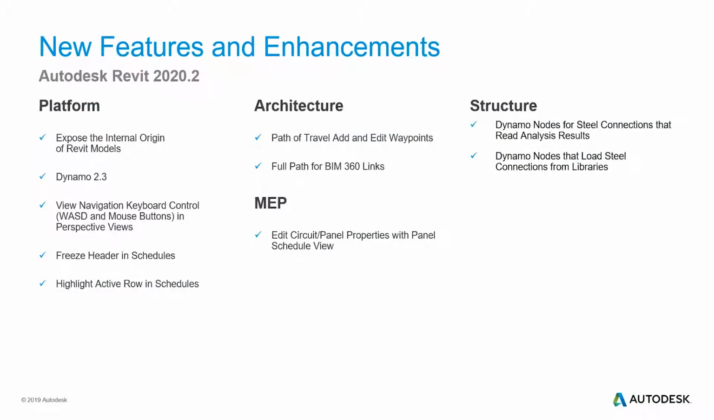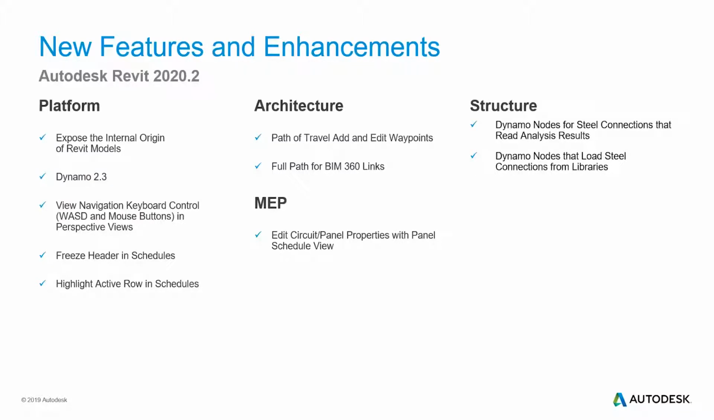This is a summary of the new features and enhancements in Autodesk Revit 2020.2. In the platform, you can expose the internal origin of Revit models. There are upgrades in Dynamo 2.3. You get view navigation keyboard control as well. Freeze header in schedules, highlight active row in schedules. And in architecture, you can enhance the path of travel by adding and editing waypoints.